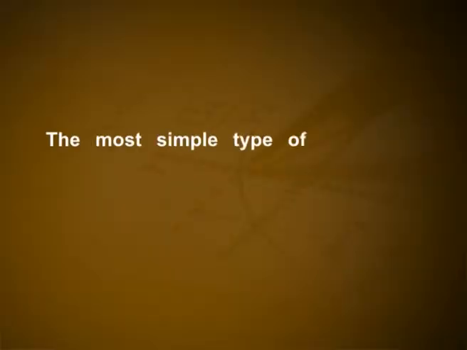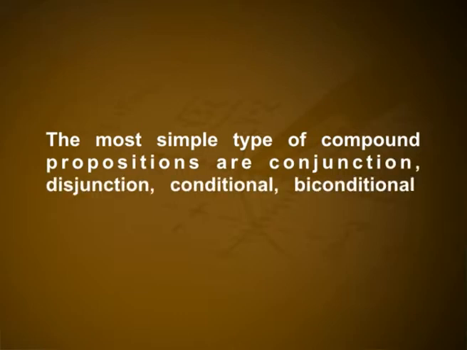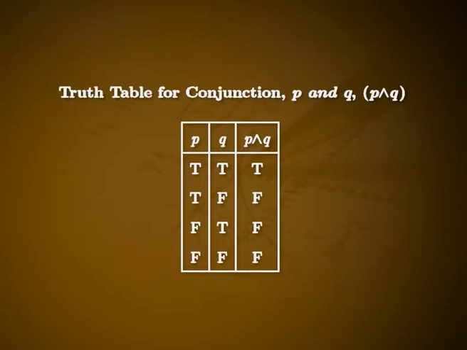The most simple type of compound propositions are conjunction, disjunction, conditional, biconditional, negation, etc. To make things clear, truth tables of such propositions are given below. First is truth table for conjunction P and Q. The first column represents P, the second Q, and the last P and Q. If P true, Q true, P and Q is true. If P true, Q false, P and Q is false. If P false, Q true, P and Q is false. If P false, Q false, P and Q is false.